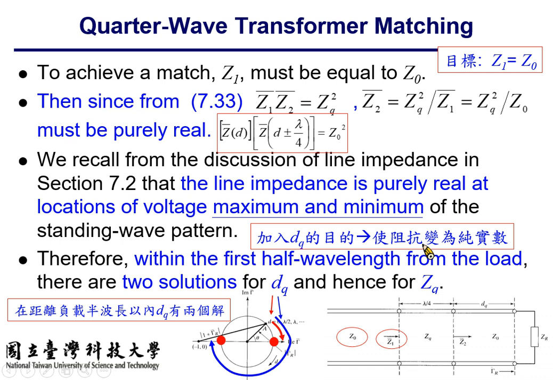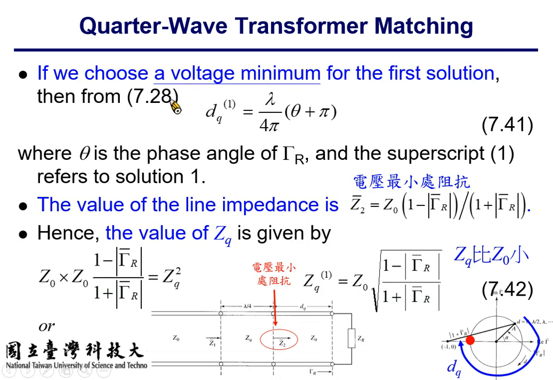Sometimes I will choose, for this case, in general, this solution because the DQ length, the DQ size, can be smaller. Otherwise, if you choose this solution, the DQ size may be larger. So that's an engineering problem, okay? But they are all legitimate solutions. So let's keep on.